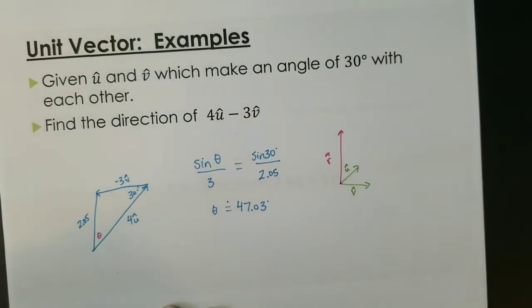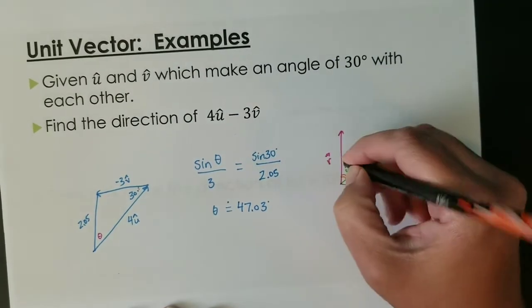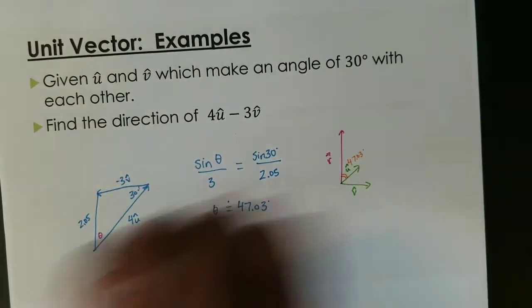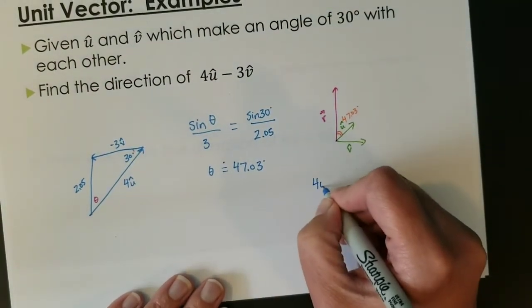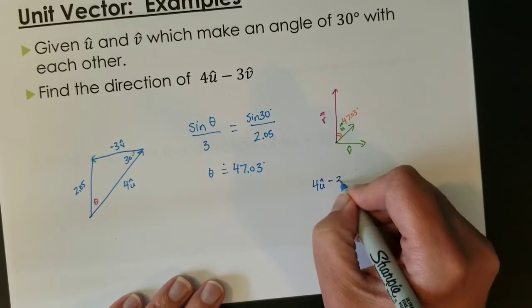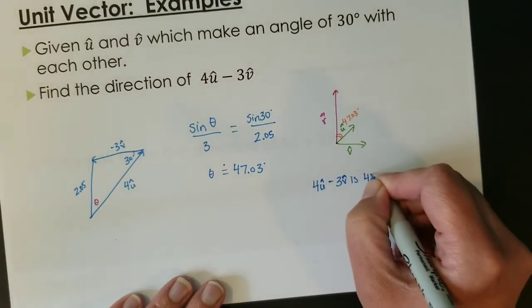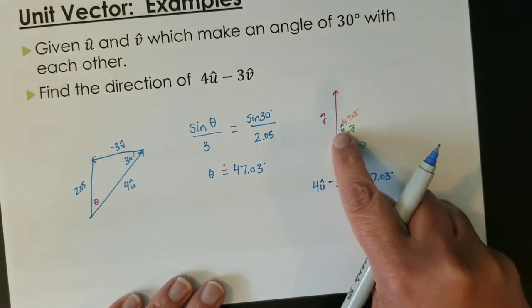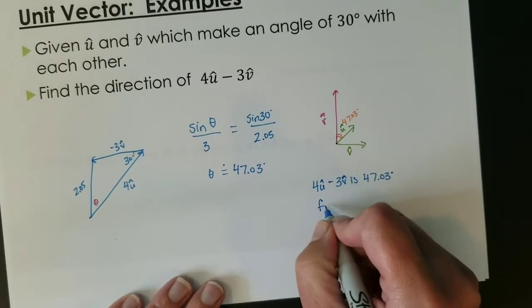And this angle, this 47 degrees, is this angle in here. So that's 47.03 degrees. So my summary here: 4u hat minus 3v hat is 47.03 degrees. It's going away from u. We're measuring that angle from u hat.